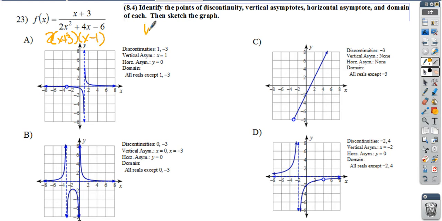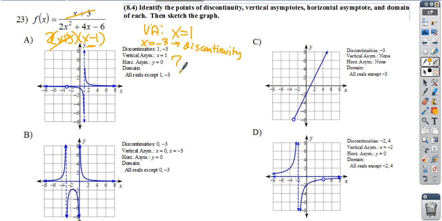Okay, here's the thing. There's actually only one vertical asymptote here, and that's x equals 1. That's going to come from here. Why does that x plus 3 not give us a vertical asymptote? Because there's also an x plus 3 on the top. So there's a discontinuity there at x equals -3. That's a discontinuity, but it's not an asymptote. It's called a point discontinuity. There's just going to be a hole in the middle of the graph. So we should look for a vertical asymptote at x equals 1 and a hole at -3.